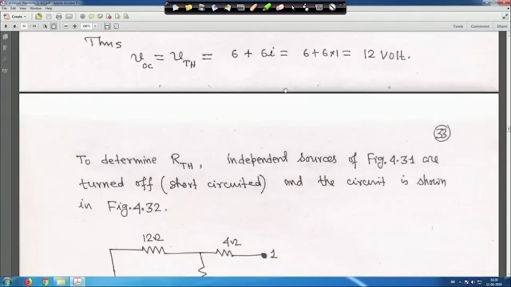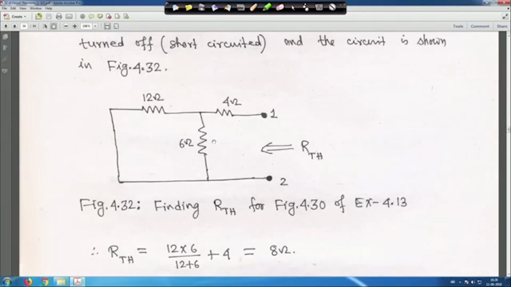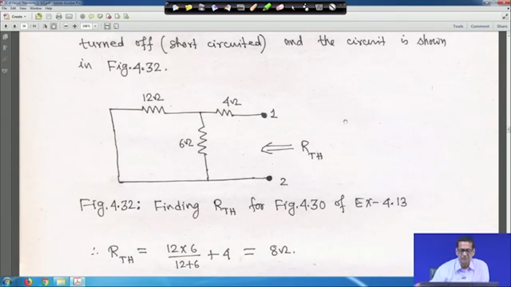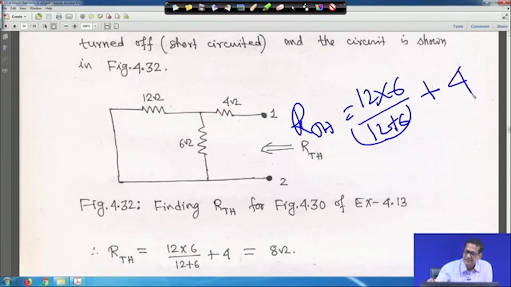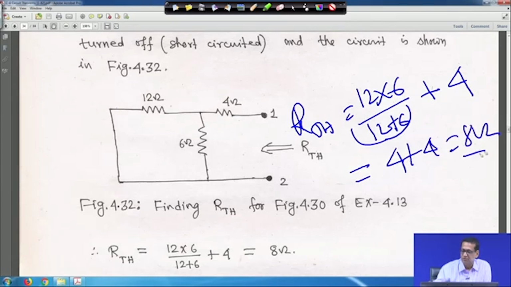So, here the two sources are shorted, and 12 and 6 are in parallel. That means your R Thevenin is equal to 12 into 6 by 12 plus 6, plus this 4 ohm in series with that. So, basically it will be 12 into 6, 72 by 18. So, 4 plus 4, that is your 8 ohm, right, that is your R Thevenin. So, here R Thevenin is 8 ohm, right.